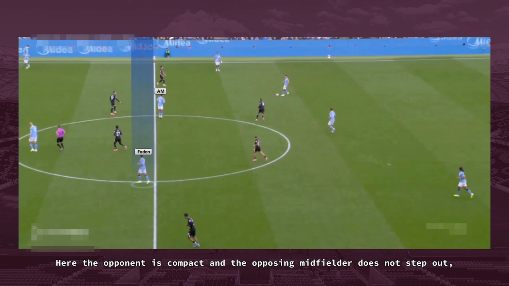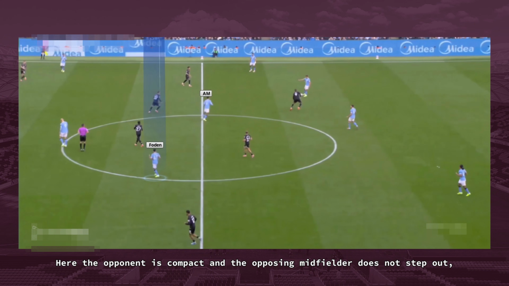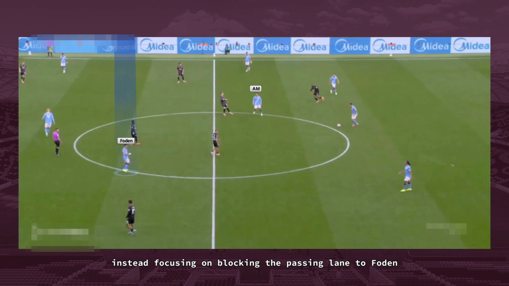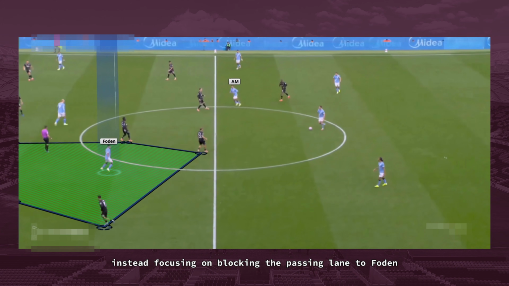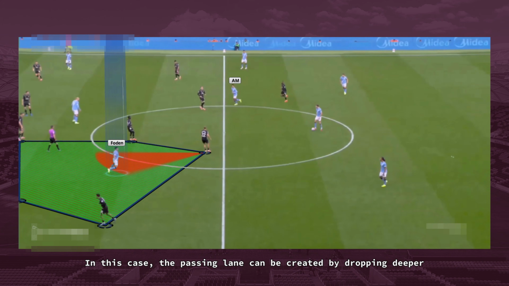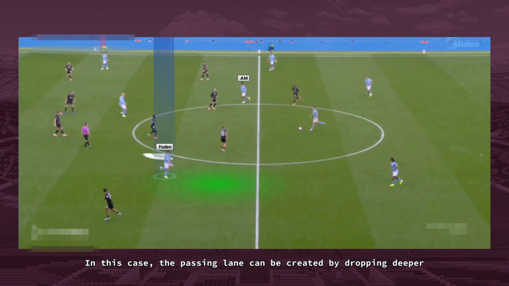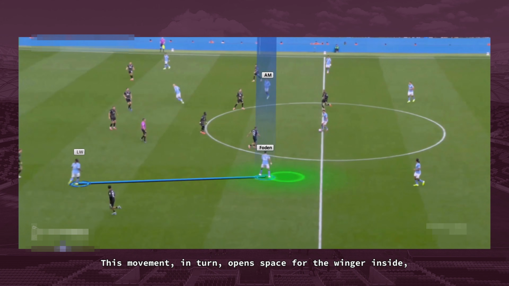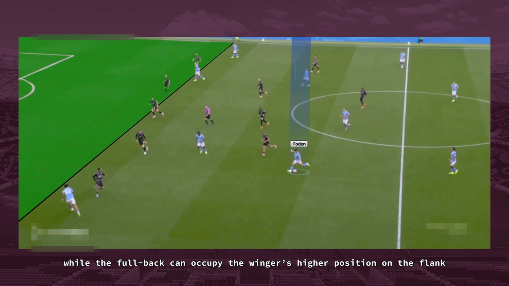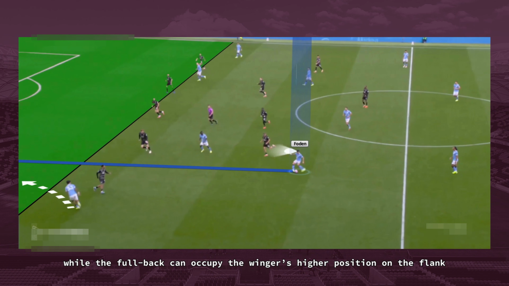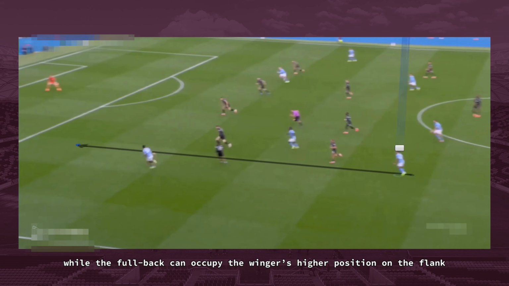Here the opponent is compact and the opposing midfielder doesn't step out, instead focusing on blocking the passing lane to Foden. In this case, the passing lane can be created by dropping deeper. This movement in turn opens space for the winger inside, while the fullback can occupy the winger's higher position on the flank.